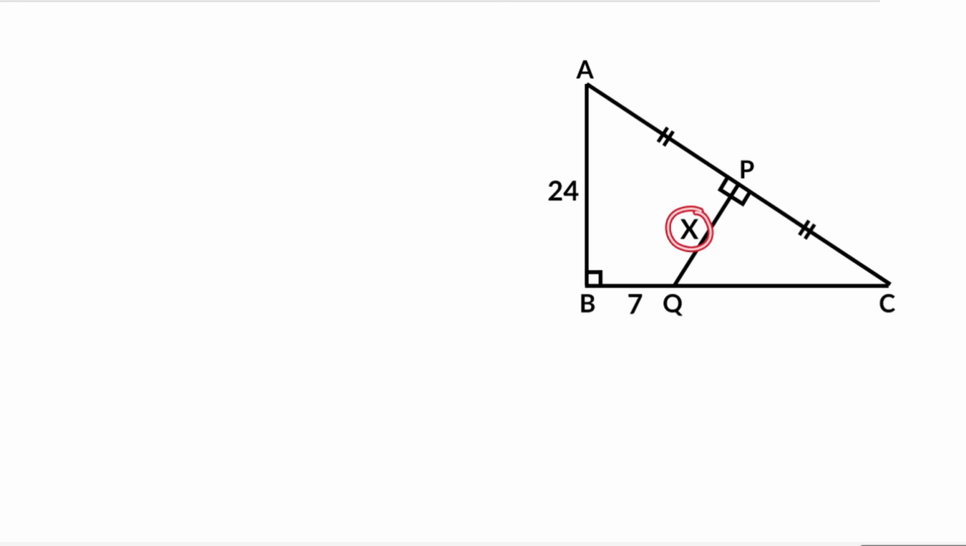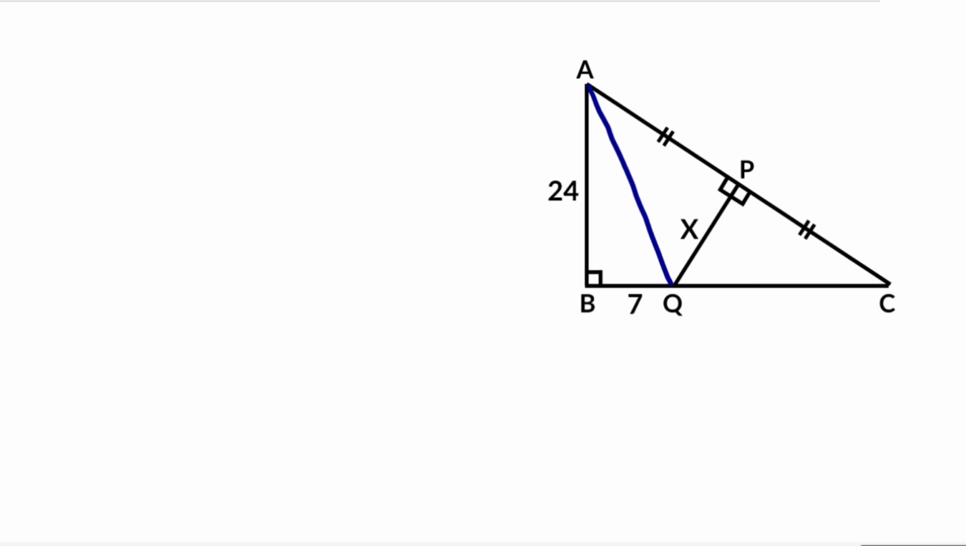We'll call it X. But here's the crucial clue. Point P divides the hypotenuse exactly in half, so AP and PC have the same length. Now, let's add one simple line to the diagram. Draw a straight line from A down to Q. This creates a smaller right triangle on the left, triangle ABQ.